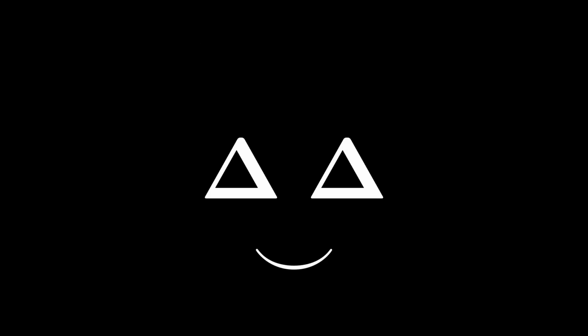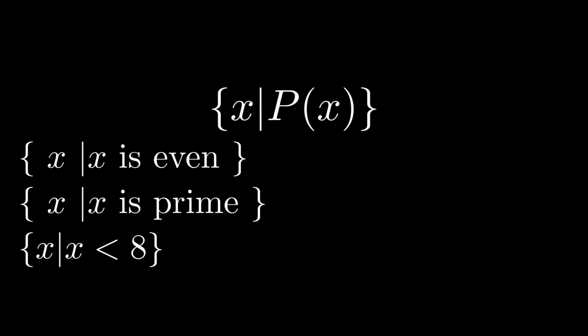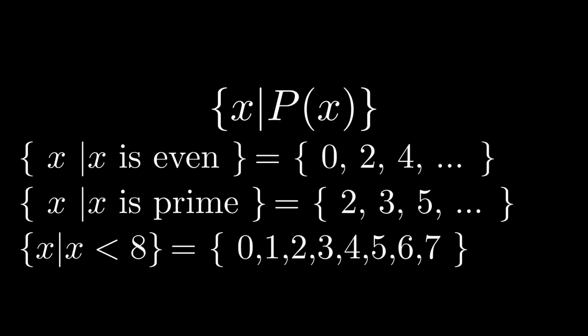When writing infinite sets, we can use the propositional function notation, which is the set of all elements x, where x is true in the proposition P of x. P of x could be x is even, x is prime, or x is less than 8. When you see this format, don't be confused. It's just another way to write a set.